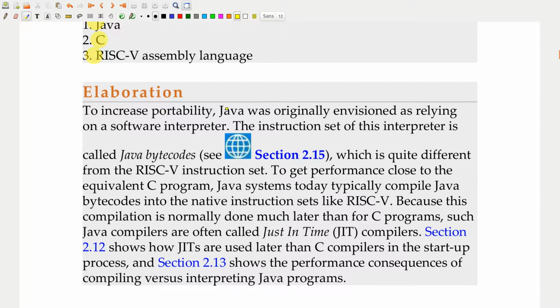So some elaboration. Java was envisioned by relying on a software interpreter. Yeah, so it uses an interpreter.